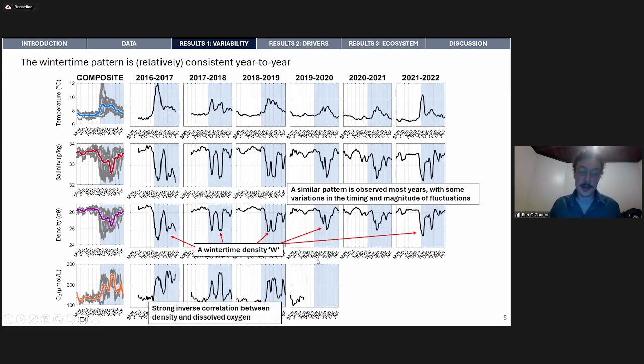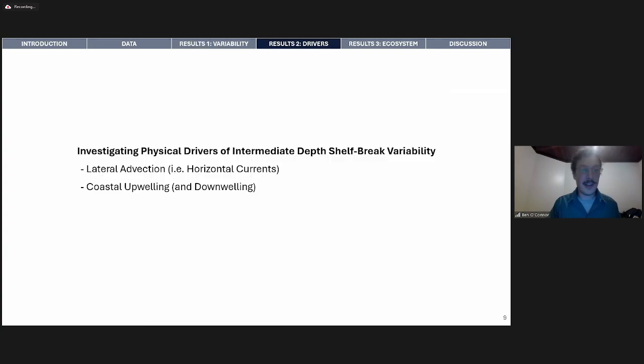And there's a strong inverse correlation between density and dissolved oxygen. Unfortunately, we only have 3 years of the oxygen on record. So yeah, it's an unexpected pattern, and it raised the question, what's going on here?